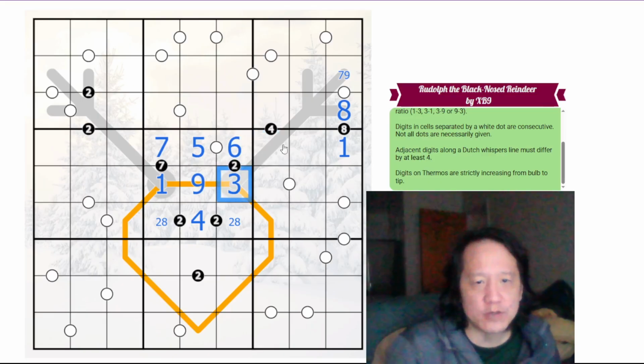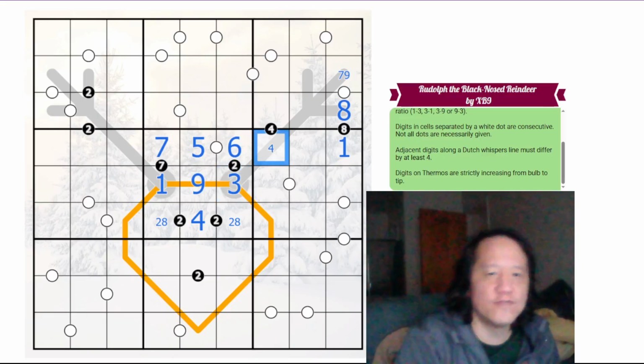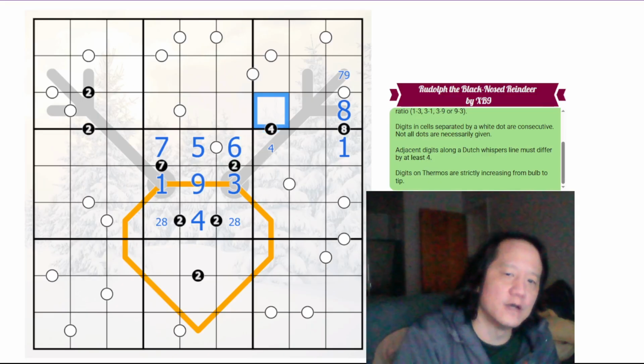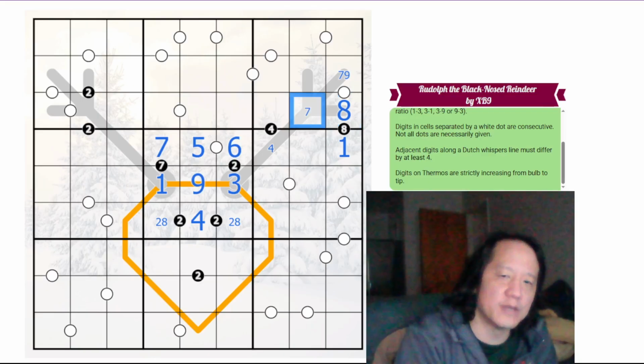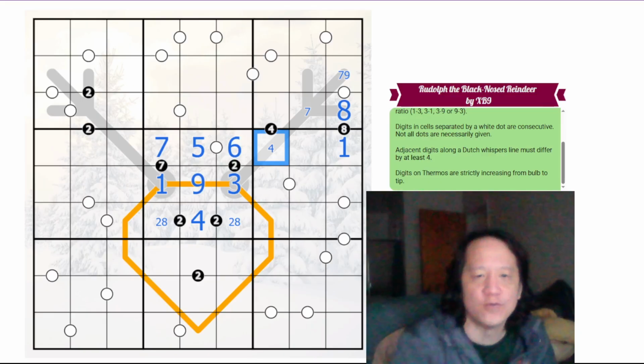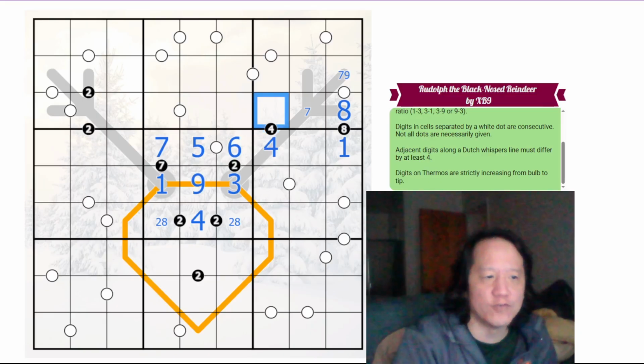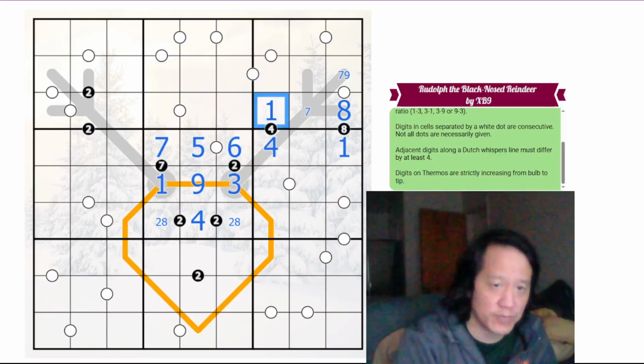This digit must be greater than 3, so it's at least 4. This digit also must be less than this digit. And this digit's less than 8, so this is at most 7, which means this digit must be less than 7, but it cannot be 5 or 6, and it must be greater than 3, so this is a 4. 4 is in a 1 to 4 ratio with only 1 as a digit, so that's 1 there.